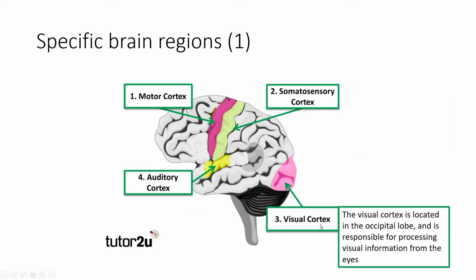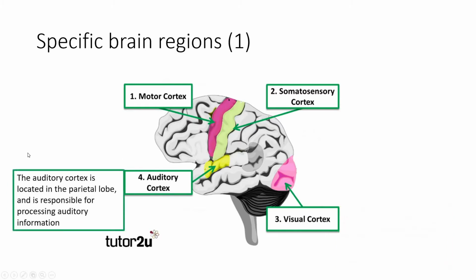Visual cortex, quite self-explanatory, is located in the back at the occipital lobe. This is responsible for processing visual information from the eyes. And the auditory cortex is located in the, that should say temporal lobe. So the auditory cortex is located in the temporal lobe and is responsible for processing auditory information, which, if you think about it, does make sense, because if the front of your head would be here, this would be around your forehead, your eyes would be around here, so your ears would kind of be just over the auditory cortex.